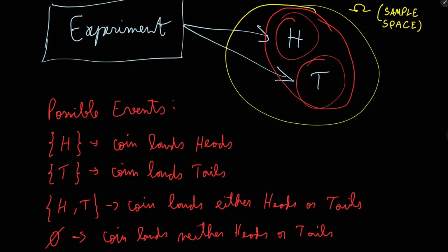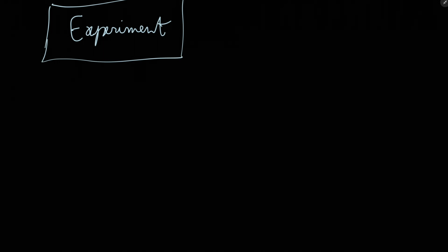Let's say you toss the coin and you get the outcome heads. That single outcome belongs to the first event and it also belongs to the third event. So we say that both these events occurred. It does not belong to this event, so it did not occur. Let's see a bigger example.